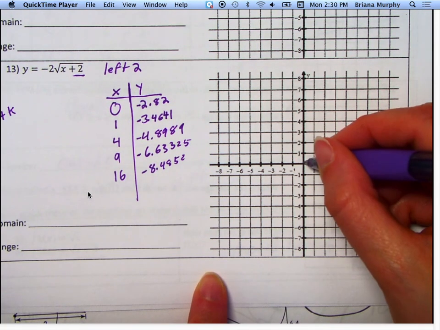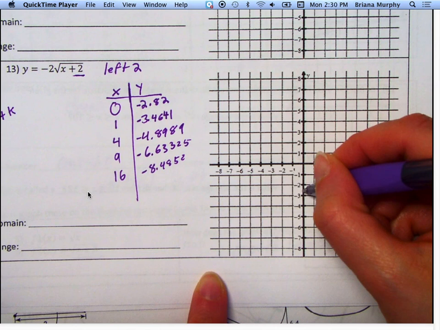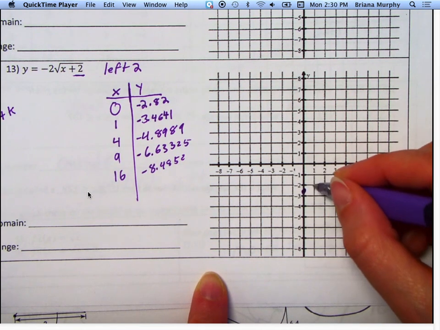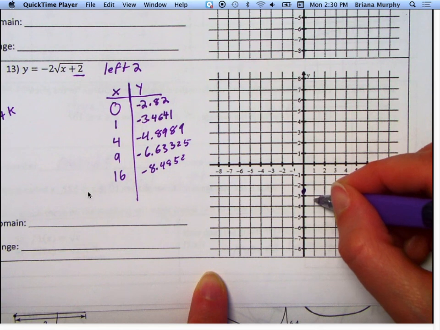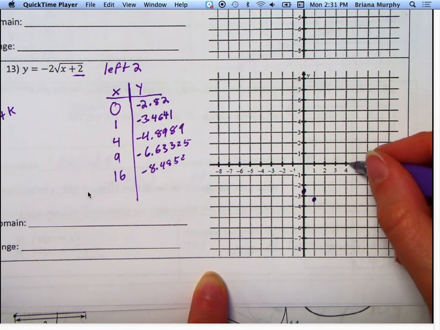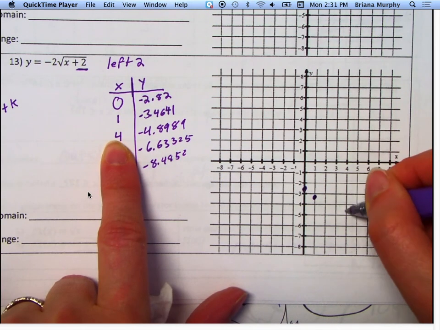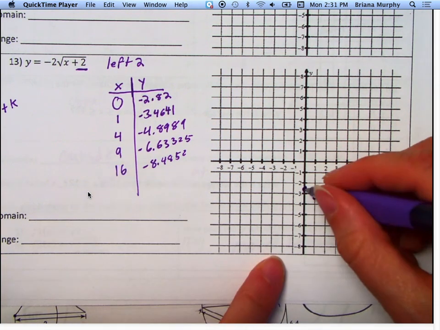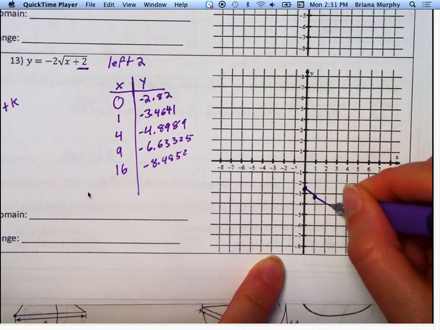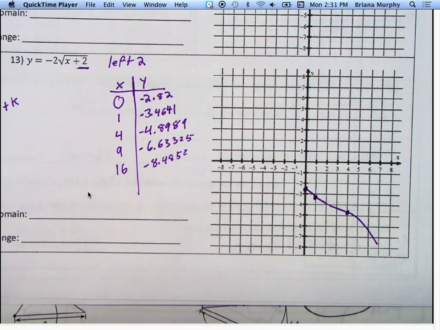Okay. So, 0 gives me negative 2 almost to negative 3. 1 gives me just under negative 3.5. 4 gives me negative 4, almost negative 5. So right above negative. Number 9 isn't even on here. So we're going like this. Okay? Let's graph it in our calculator too.